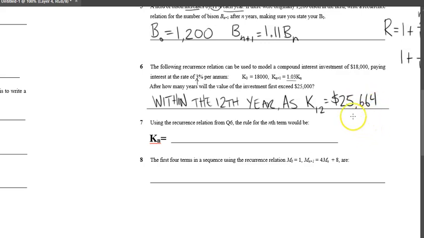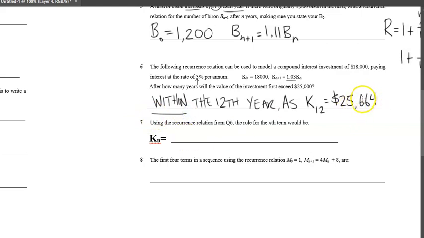Now I say within the 12th year, you could technically say at the end of the 12th year as well, because we have no idea when it reaches 25000. We know it reaches 25664 at the end, at least at the end of the 12th year. So I always say just within the 12th year.